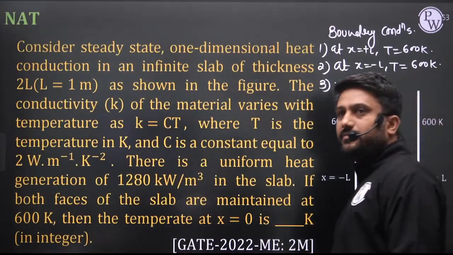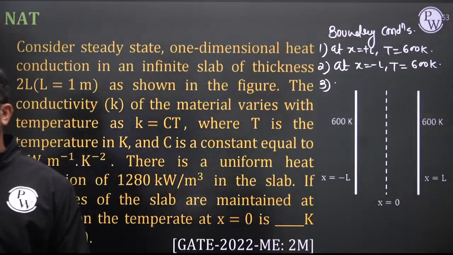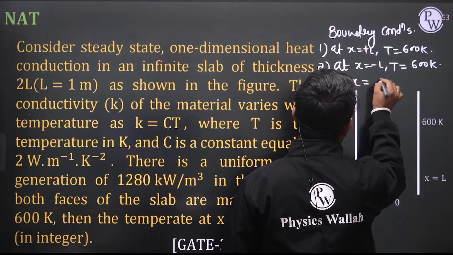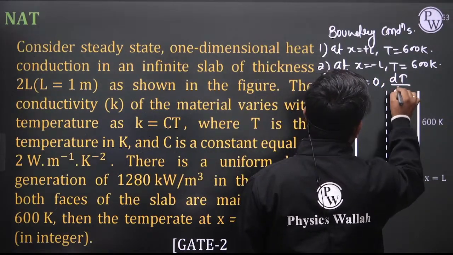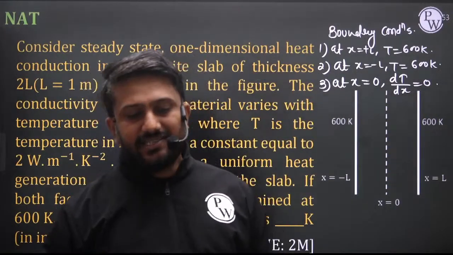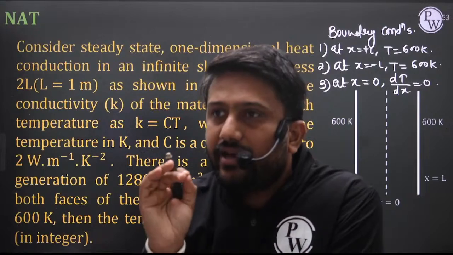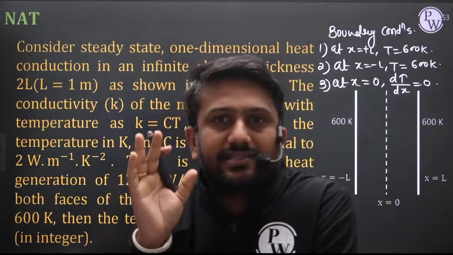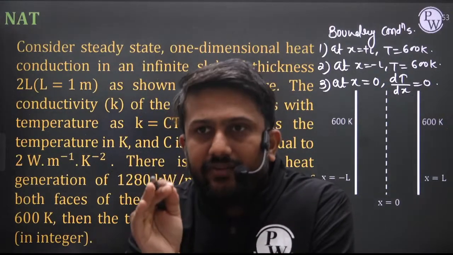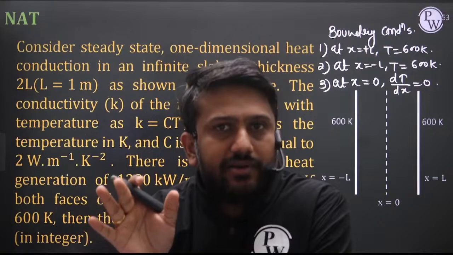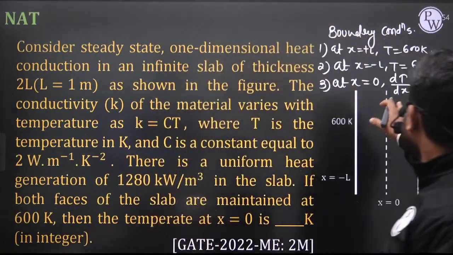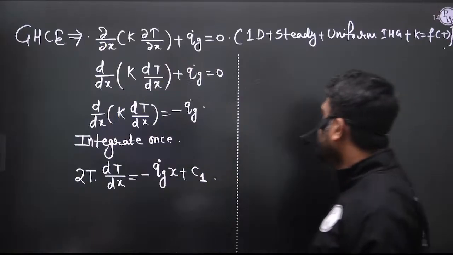If you draw the temperature profile, then you can easily see that at x equal to 0, dt by dx is 0, because this problem is symmetric. Whenever you get a symmetric condition in a problem, use that symmetric condition, and your solution becomes very easy. So at x equal to 0, dt by dx is 0.